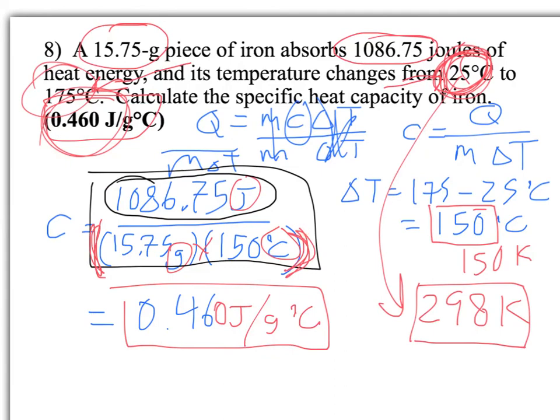So just remember, if it's below the line, divide no matter what. So the 1086.75 divided by the 15.75 and also divided by the 150. If you multiplied by 150, you got the wrong answer. That's where the biggest errors come from. If you have set it up correctly and are still getting the wrong number, that's probably what you did. That's what I see the most.